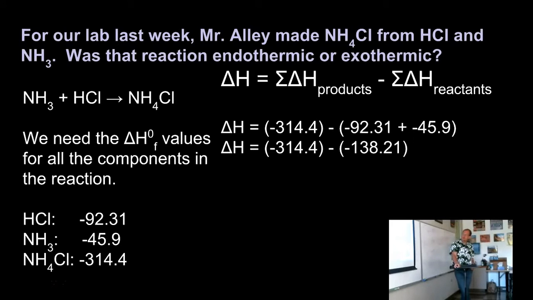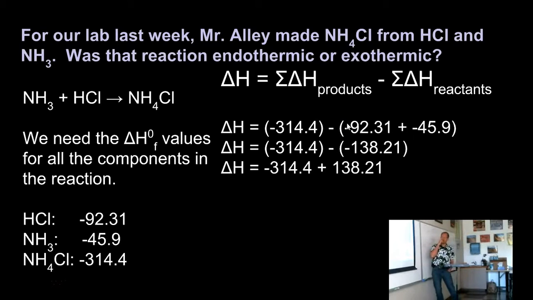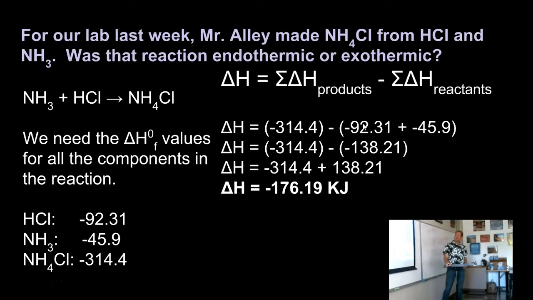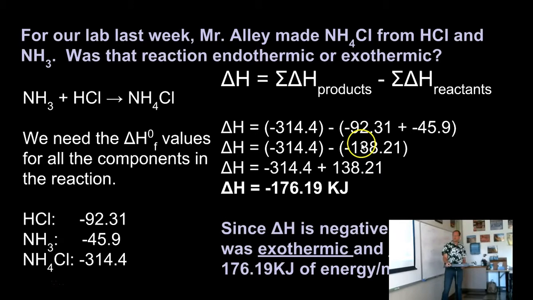If I subtract, now watch your signs. This is 7th grade pre-algebra stuff, but make sure that you just watch your signs. You're subtracting a negative, so that actually turns into an addition statement. So negative 314.4 plus 138.21 gives you negative 176.19 kilojoules. So my value for delta H is a negative number, which means it's exothermic. It released 176.19 kilojoules of energy when I did this.